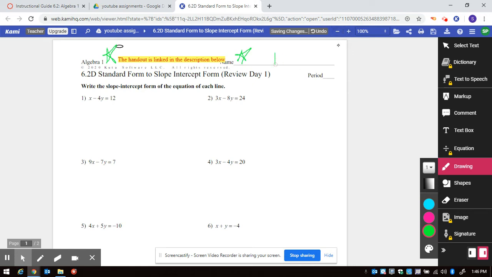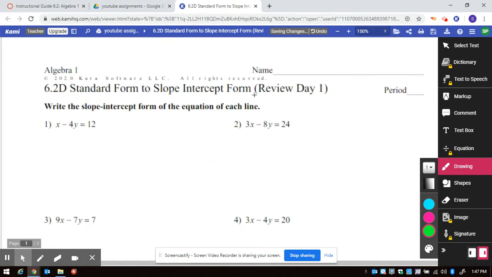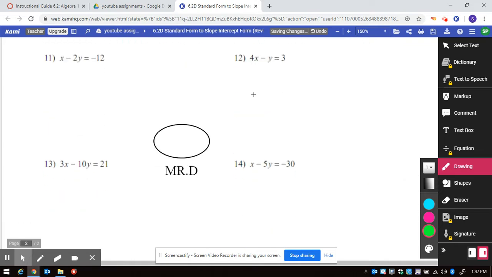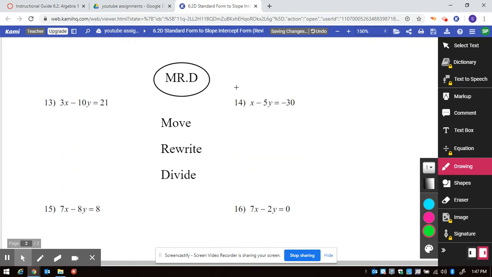Today, I want to look at number 13 and 14, so please get that handout ready to look at. All right. So we are going to solve these looking for Mr. D. And another thing that I want to keep in mind is my sleepy dude. Sleepy dude helps me with my signs. Mr. D helps me solve my equations from standard form to slope-intercept form.